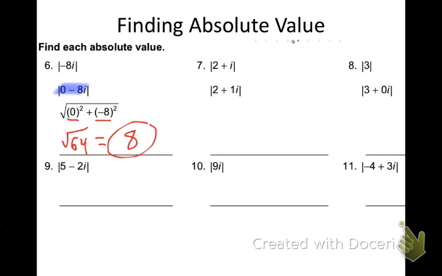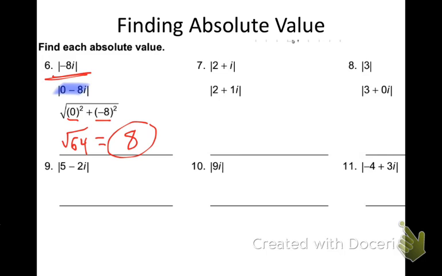Now recognize, if I do not have both terms, what do you notice about it? It's still going to be just the number. Somebody recognized that earlier. That's always going to be true. When I don't have two parts in there, it's always going to be just that number because it's a straight line distance. Okay. Number 7, I have 2 plus I, which is really just 2 plus 1I.